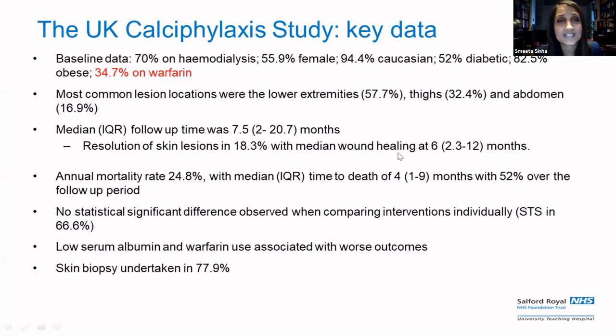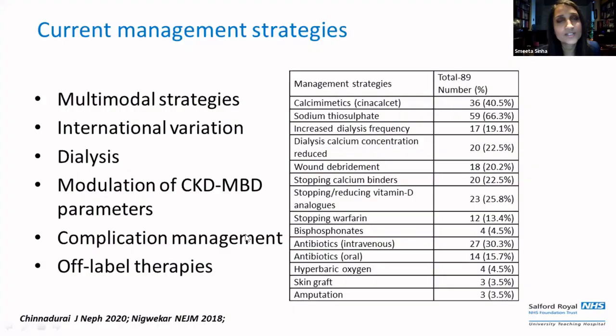18.3% median wound healing at 6 months. So they're slow healing with high mortality. And when we looked at what interventions we do, well, despite 66.6% of them being on STS, there didn't seem to be an obvious difference, but it's really hard to compare interventions in an observational study. So I hold that. But certainly low serum albumin and warfarin are associated. So what evidence-based management do we have?